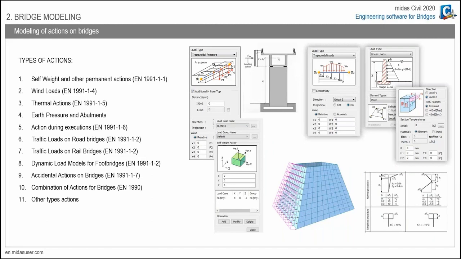Now coming to the loading, all types of loads can be applied here, mostly all types which are coming on the bridge. Starting from self weight, wind load, thermal action, earth pressure, traffic load, then dynamic loads, accidental loads, and combination of actions, all these things can be created in the bridge. The SIDL and all those loads are created using the element beam load. Once we move to the demonstration, we will see all these applications. Then we can go for a temperature gradient application as per the Eurocode. Whatever type of nonlinear temperature profile is given can be applied in MIDAS.